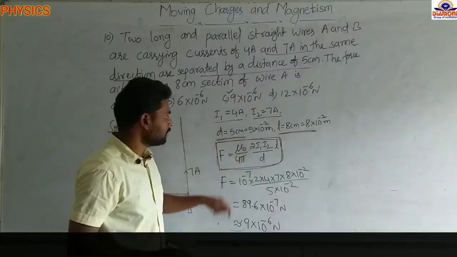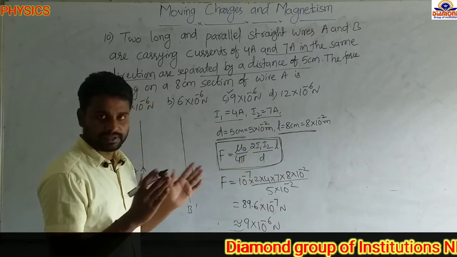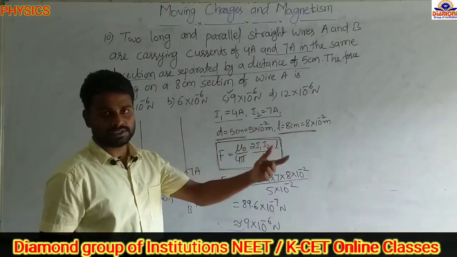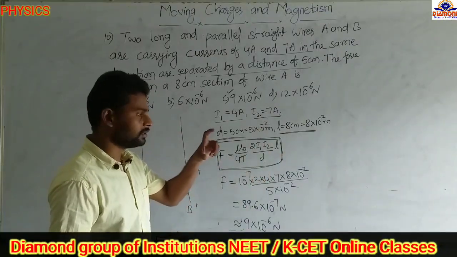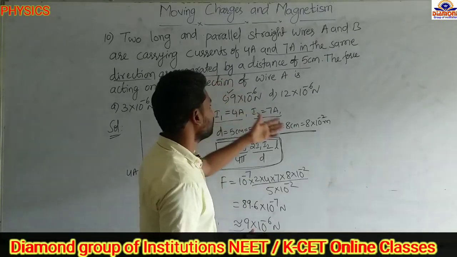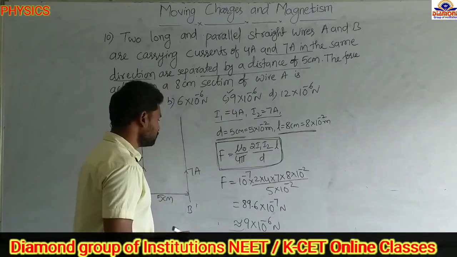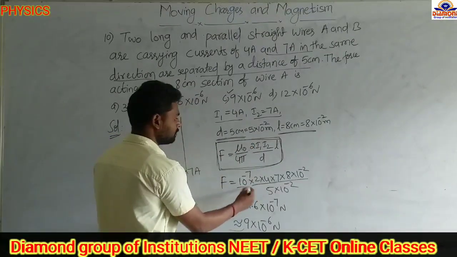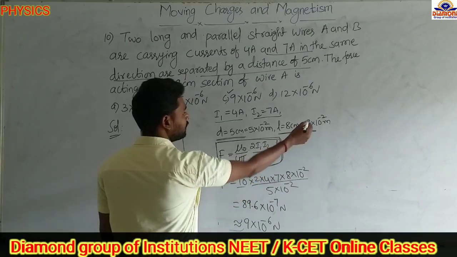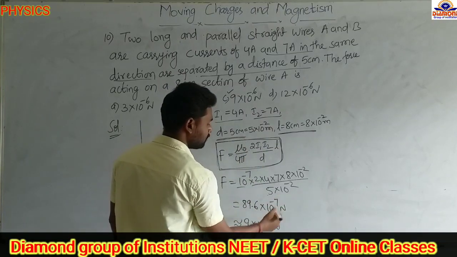Here mu naught by 4 pi is a constant we know, I1 and I2 are the currents flowing through the wires, D is the distance between the two wires, and L is the length of the wire on which the force is acting. The force is acting on 8 centimeters, so we take that length. Now substitute the values: mu naught by 4 pi is 10 power minus 7, 2 into I1 value 4, I2 value 7, L is 8 into 10 power minus 2, and the distance is 5 into 10 power minus 2.